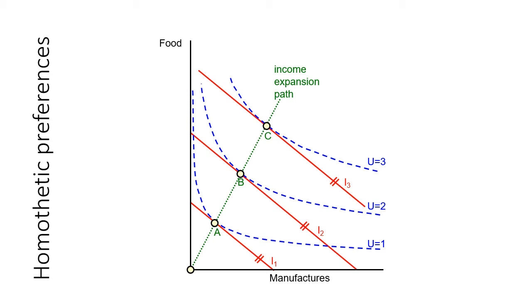And how is that determined? Purely by the slope of your income line, right? And how tangent it is to your marginal rate of substitution. That is maintained along the income expansion line. So homothetic preferences do not alter the marginal rate of substitution equaling the slope of your income line. It maintains that relationship throughout.